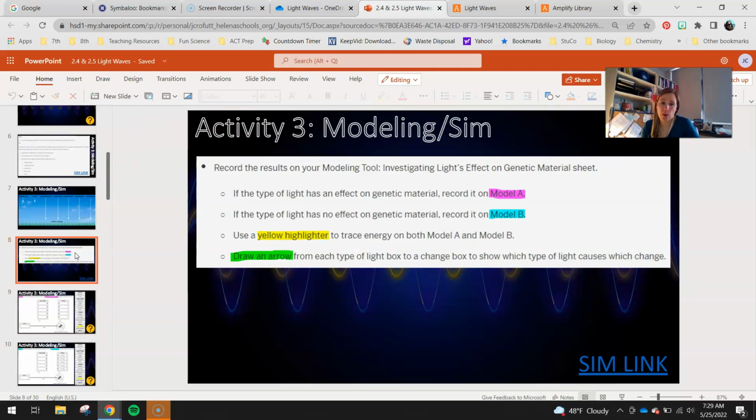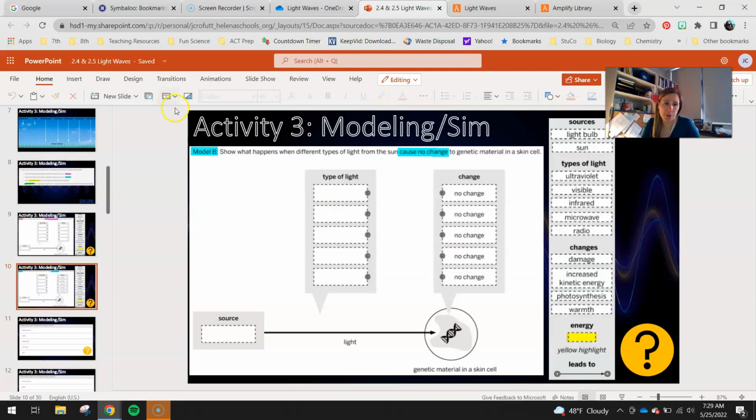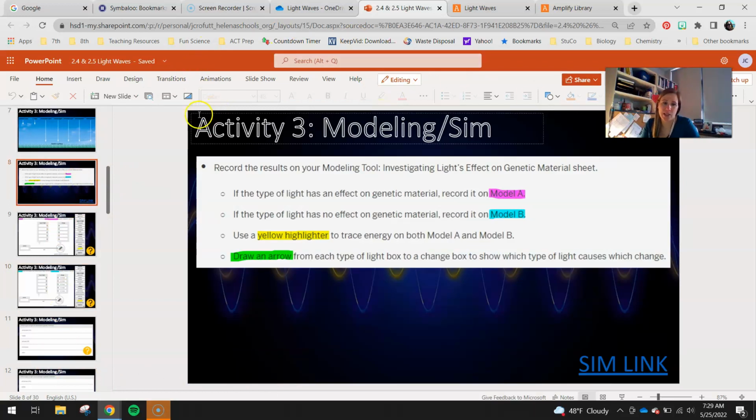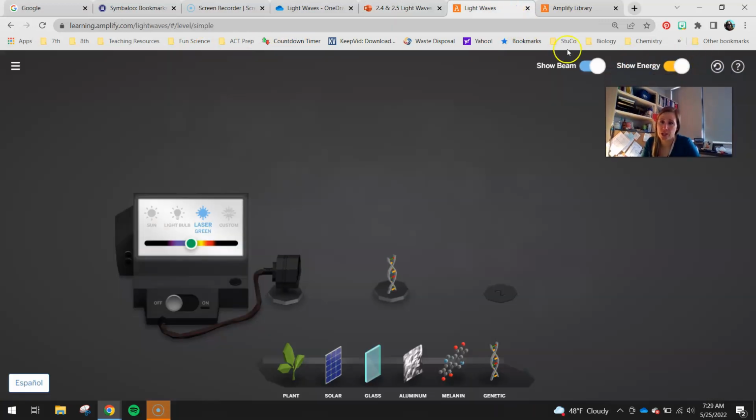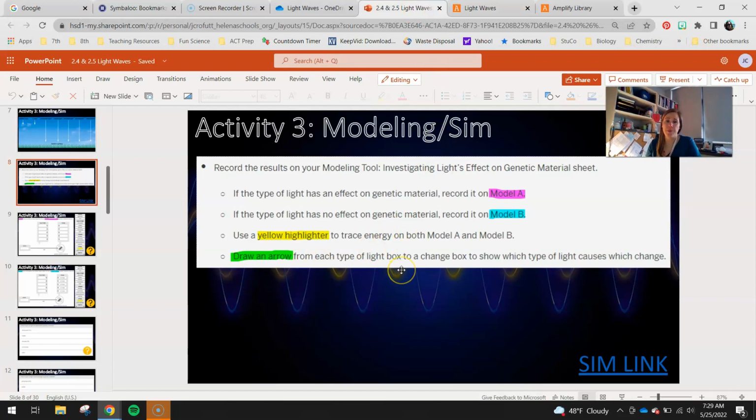If the type of light has no effect on genetic material, record it on model B. Model B is on slide 10. Again, notice the blue color coordination. Model B shows what happens when different types of light from the sun cause no change to genetic material in a skin cell. So these are ones where if we expose them to this light, there's no change at all. That's where we put them. When we are doing our modeling, we also need to use a yellow highlighter to trace the energy on both model A and model B, and that's why we need to have our show energy toggle checked. Then draw an arrow from each type of light box to a change box to show which type of light causes which change. I'll show you that when I do an example for you.